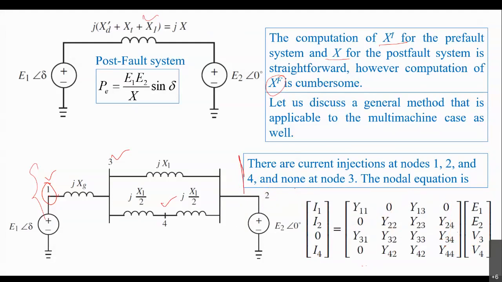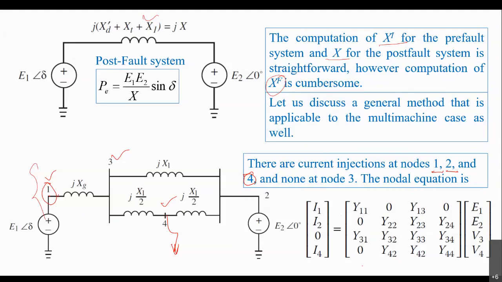Okay, so there are current injections at nodes 1, 2, and also node number 4, because 4 is short circuited here. So here we are injecting the current, whether it is negative or positive. It depends upon the circuit configuration or the fault type.